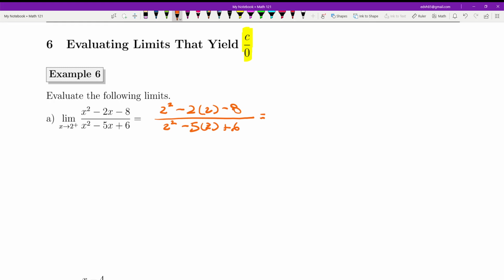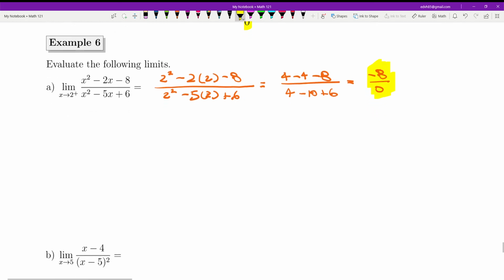In the numerator, 2 squared minus 2 times 2, which is 4 minus 8. And in the denominator, we get 2 squared, which is 4, minus 5 times 2, which is 10, plus 6, which in the numerator we get negative 8 and 0 in the denominator. However, in this case, this is not an indeterminate form. So we need to try something else.